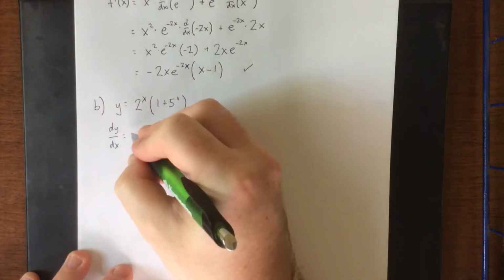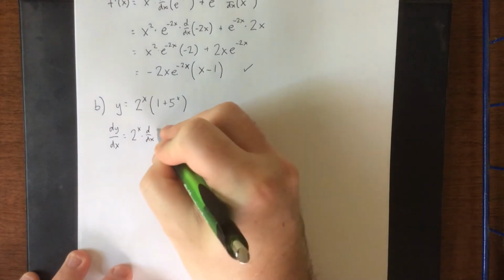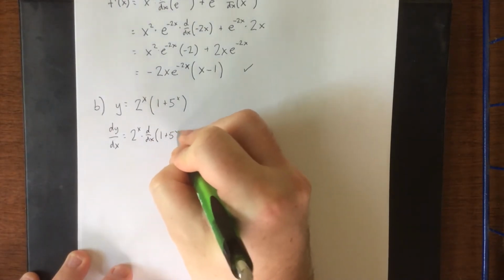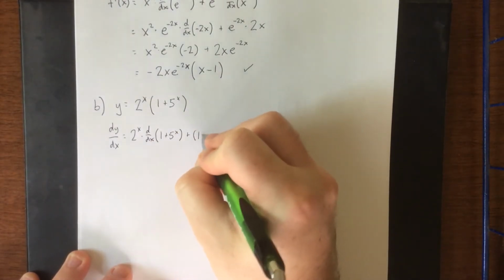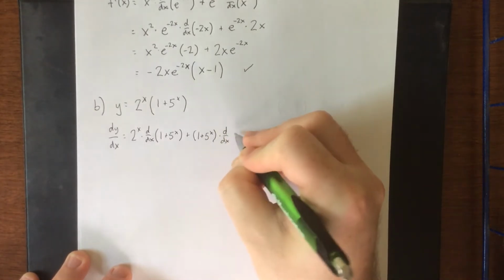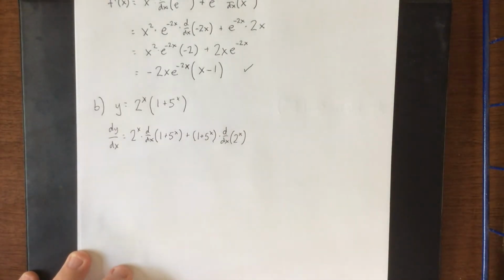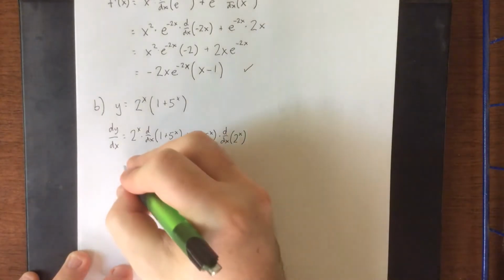So product rule states this will be the first function times the derivative of the second function plus the second function times the derivative of the first function. Now do keep in mind that for exponentials other than base e, the derivative is going to involve multiplying by the natural log of whatever the base of the exponential is.